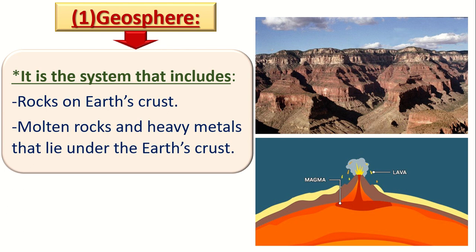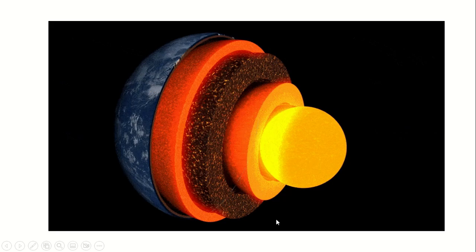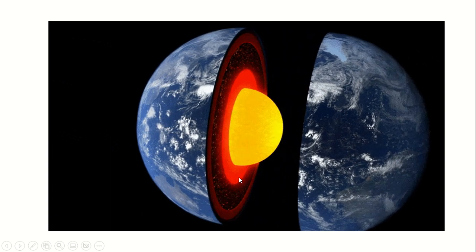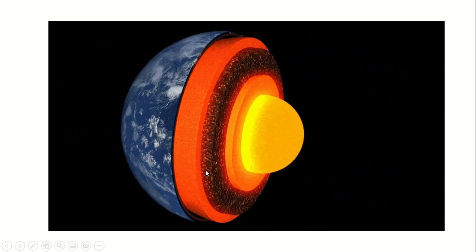Again, the geosphere contains the earth crust, the rocks of the earth crust, and also the molten rocks which are under the earth crust. As we can see in this picture, here we can see the molten rocks under the earth crust. And these are the layers that are under the earth crust or earth surface.